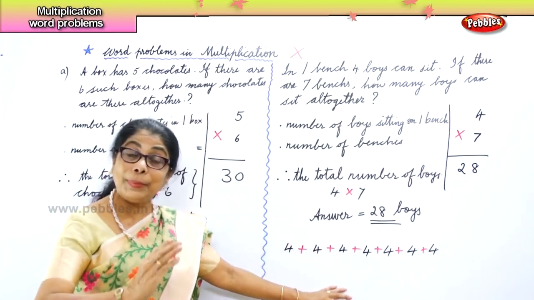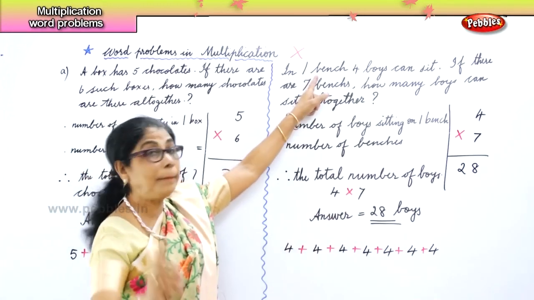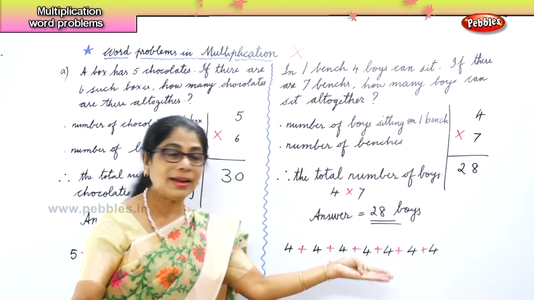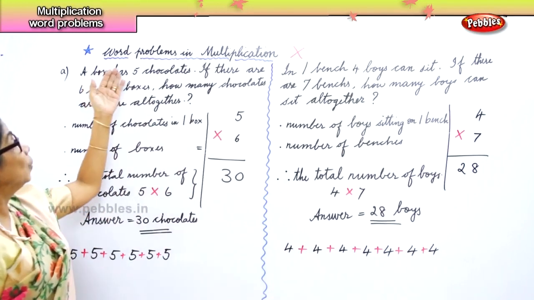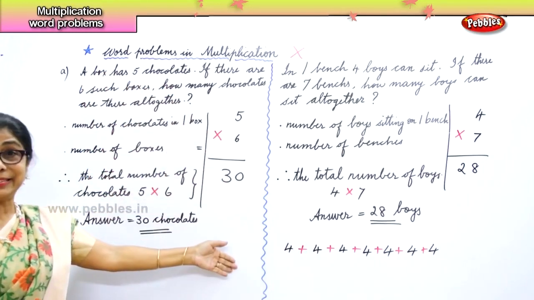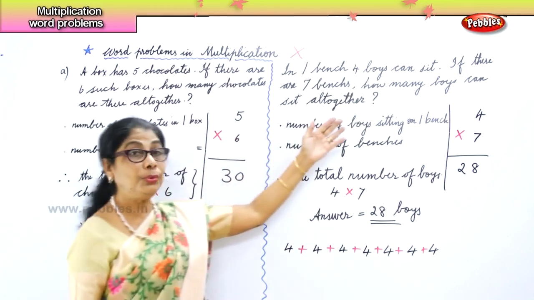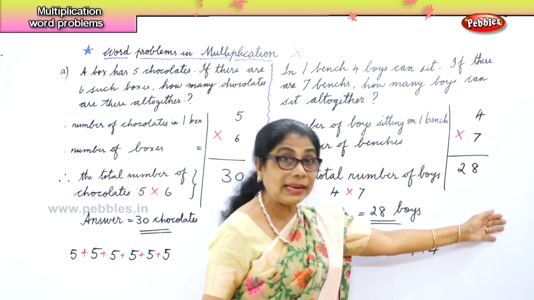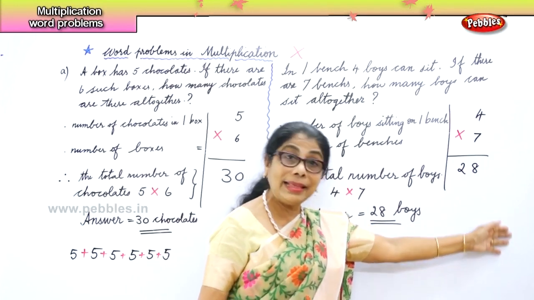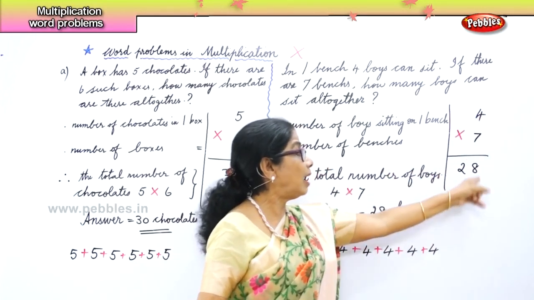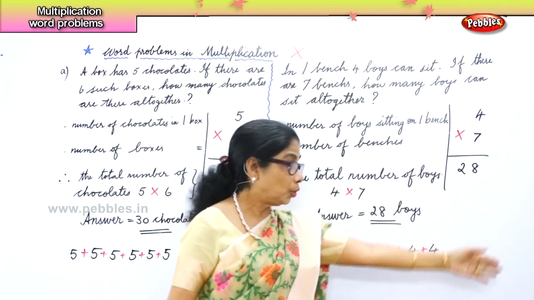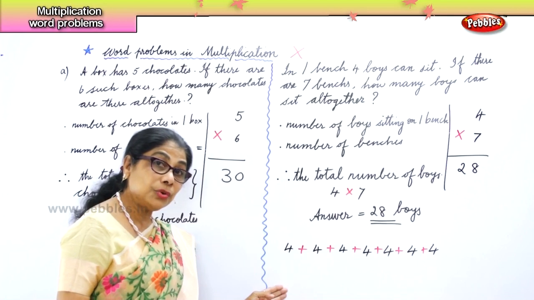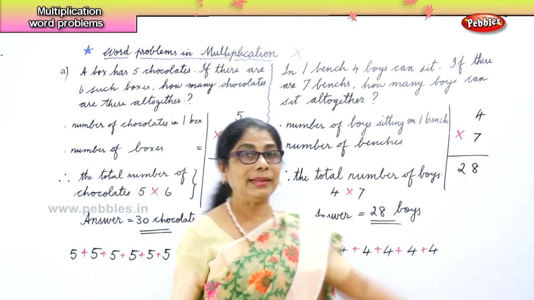Multiplication is repeated addition. 1 bench, 4 boys. 2 benches, 8 boys. And you go on. Alright? So now we have learned today word problems in multiplication. How to do the statement, then multiplication sign, put the number correctly, and then multiply. 4 sevens are 28, or 7 fours are 28. Multiplication, repeated addition. So 4, 7 times and you get the answer.